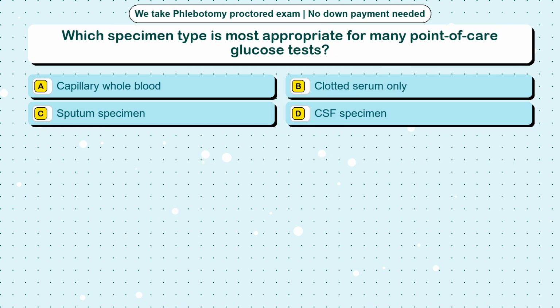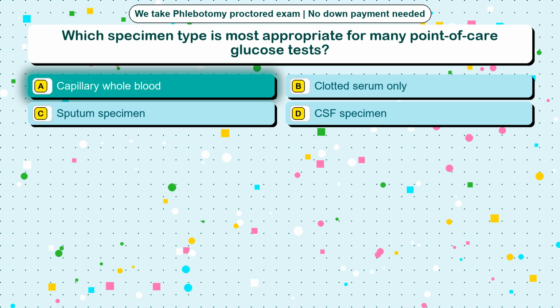Question 24. Which specimen type is most appropriate for many point-of-care glucose tests? Option A, capillary whole blood. Option B, clotted serum only. Option C, sputum specimen. Option D, CSF specimen. The correct answer is option A, capillary whole blood.